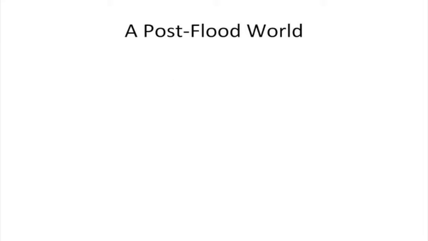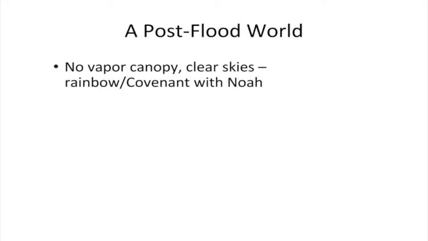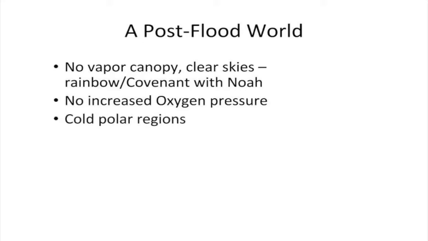So if there was a vapor canopy before, there is now no vapor canopy. There are clear skies except when it's raining. The rainbow, of course, is the reminder to God of his covenant with Noah that he would never flood the world again. There was a decrease in oxygen. I don't want to say concentration here. I should say the oxygen partial pressure, the pressure of oxygen in the atmosphere. There were cold polar regions now. No continuous warm climate all around the earth.